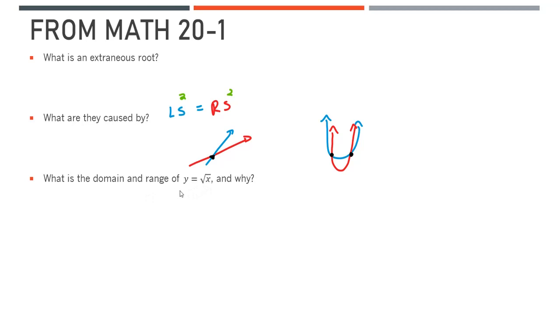Now taking another little step back to 2.2, we already talked about this. What is the domain and range of y equals square root of x, and why? Well, we can't square root a negative, so x must be greater than or equal to 0. That's our domain. The range is y also has to be greater than or equal to 0.